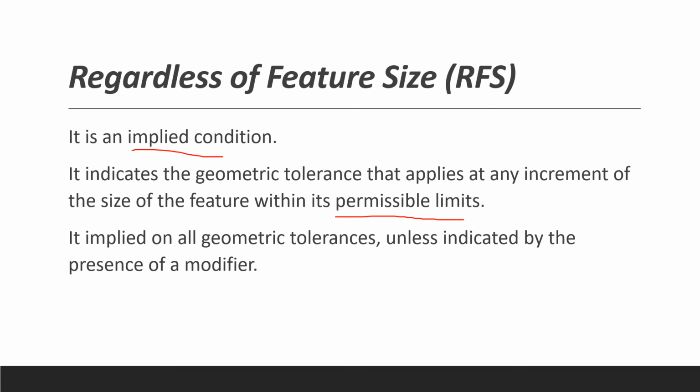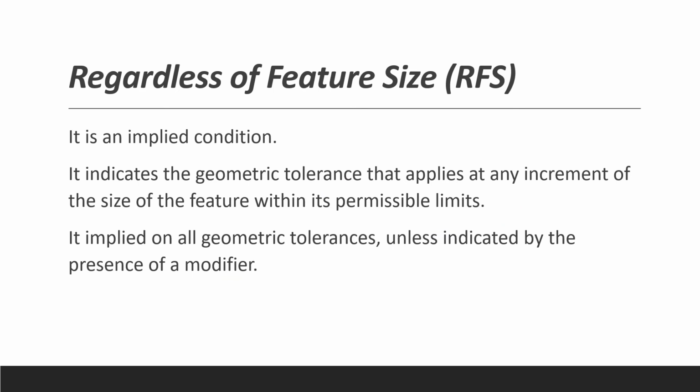It also implies on all geometric tolerances, unless indicated by the presence of a modifier. So every time we think about our RFS, we have these implications. One is that this is an implied condition. Second, we're talking about the geometric tolerance. It's going to apply at any increment of the size of the feature within its permissible limit. It also implies on all geometric tolerances unless indicated by the presence of a modifier.